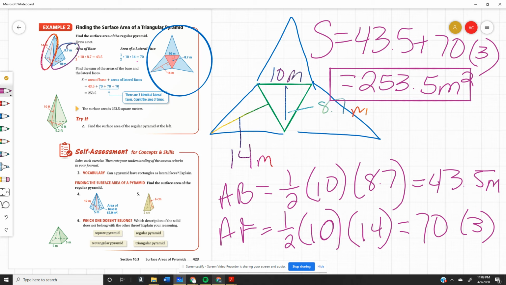Okay? So now I want you to try it too. Find the surface area of the regular pyramid at the left.